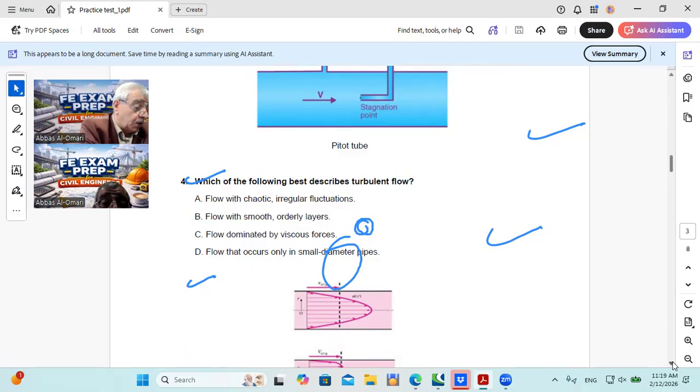Turbulent flow is a flow with chaotic, irregular fluctuations. Now, flow dominated by viscous forces, which is option C, is laminar flow. Laminar flow is dominated by viscous forces. So it is not turbulent. So turbulent flow is the flow with chaotic irregular fluctuations.